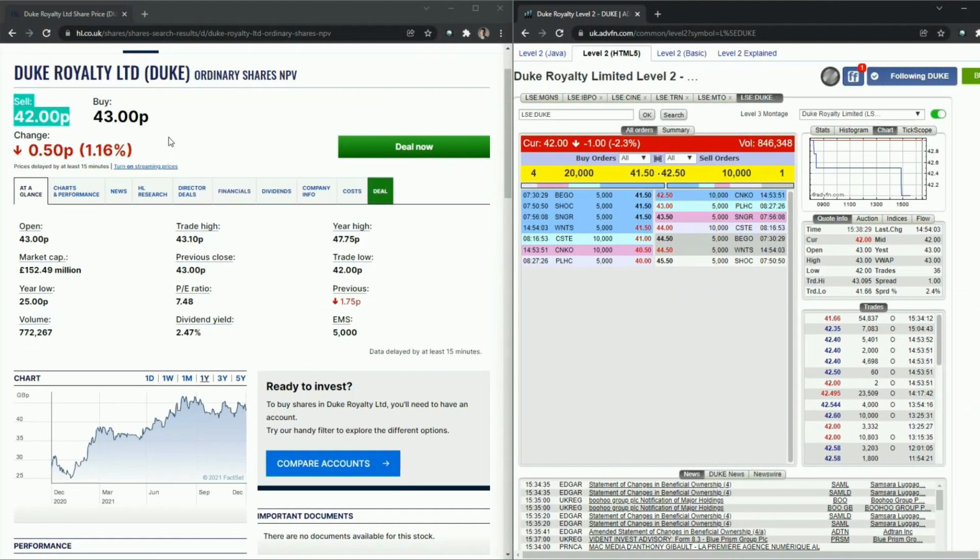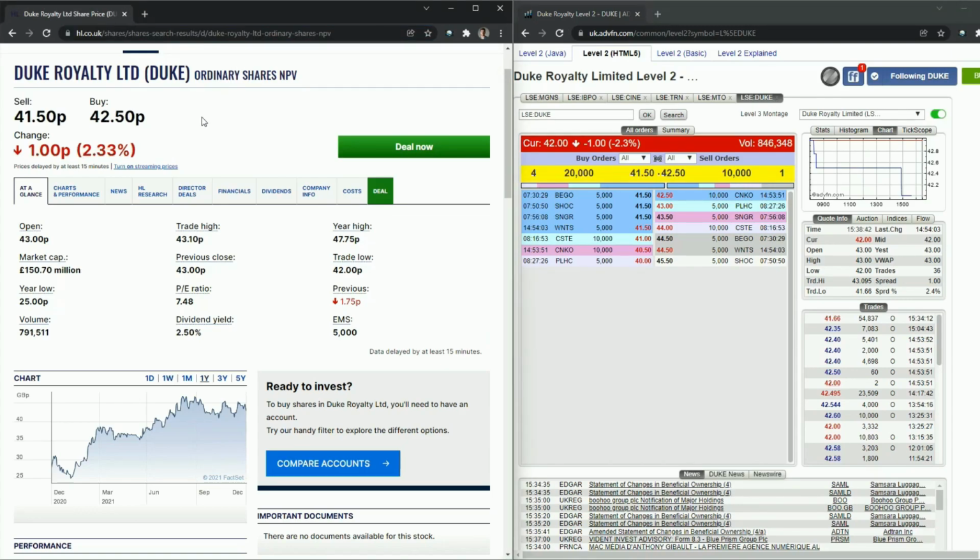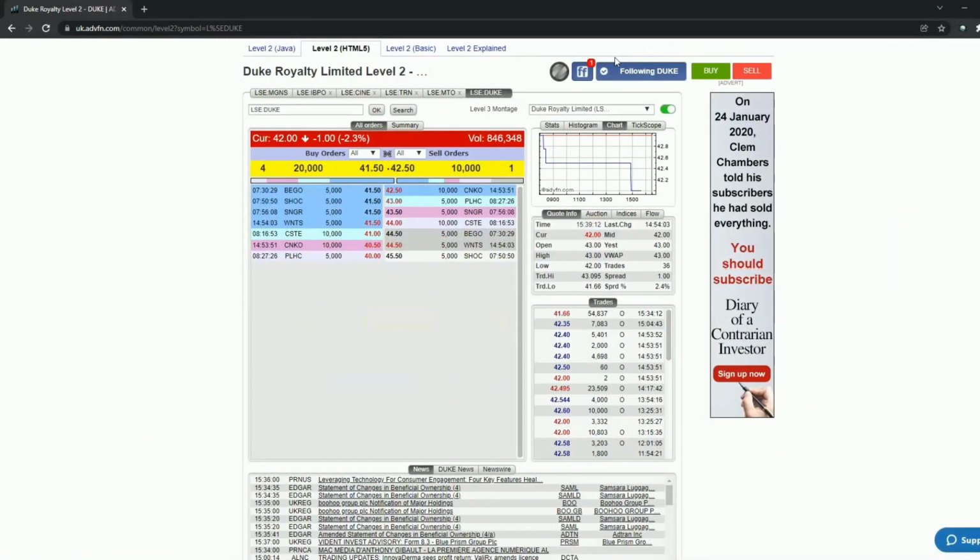Just while we're here, let's refresh level 1 and see if that's now caught up with level 2. Yeah, there we go. Look, refreshed, and now we've got 41.50, 42.50. So now we're nicely in alignment with level 2. Still slightly behind on the volume, look. Had some trades go through. All right, let's go full screen with level 1 again.